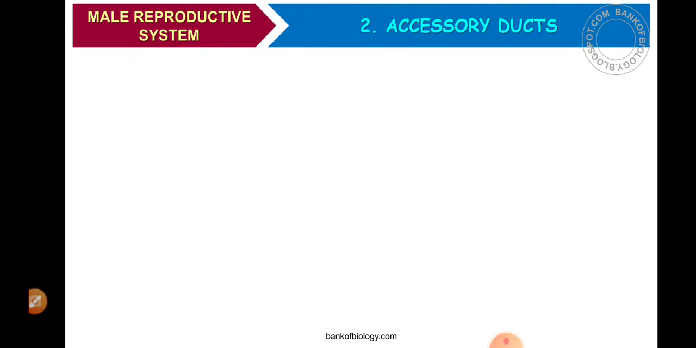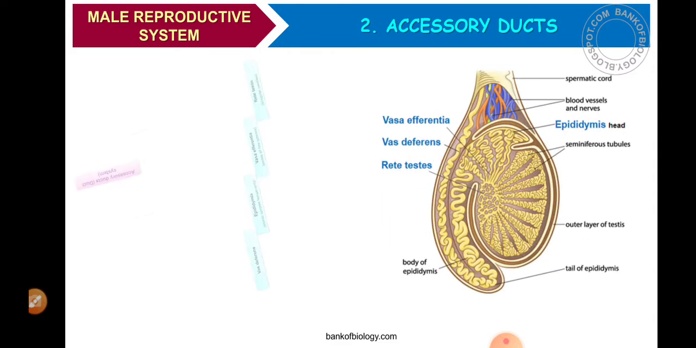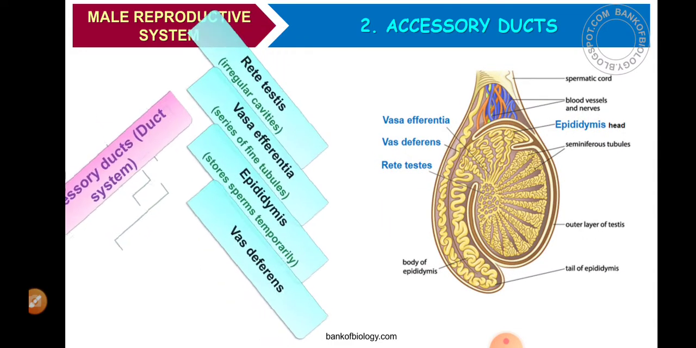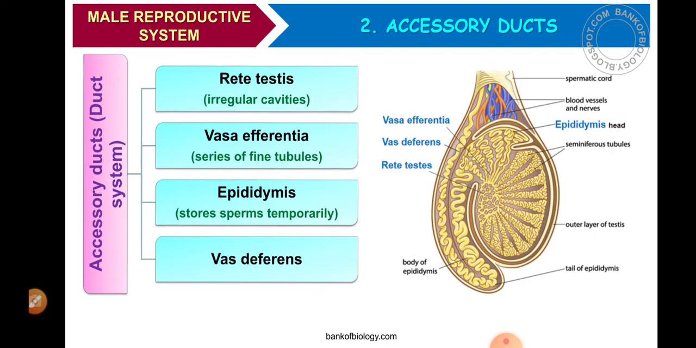So as we have completed the testes part, now we are coming to the accessory ducts. These are the main accessory ducts. You have already seen the names in the first slide. Again, the names in sequence: rete testis, vasa efferentia, epididymis and vas deferens. The rete testis is located here in irregular cavities. Vasa efferentia are a series of fine tubules.